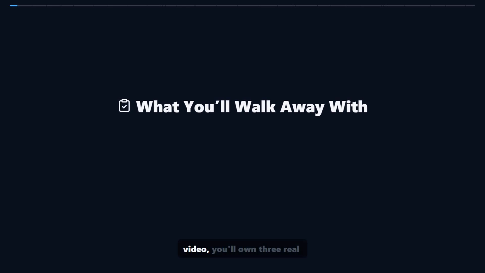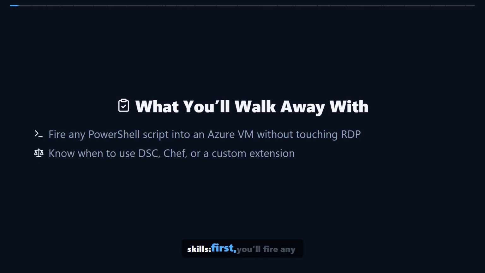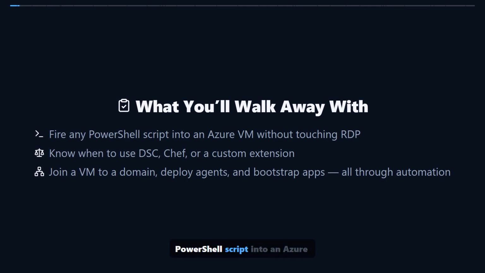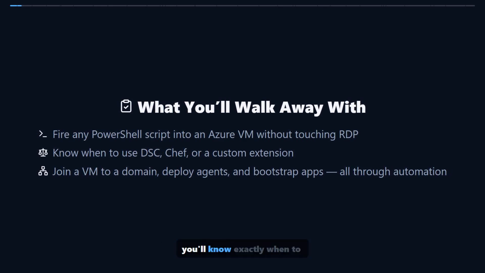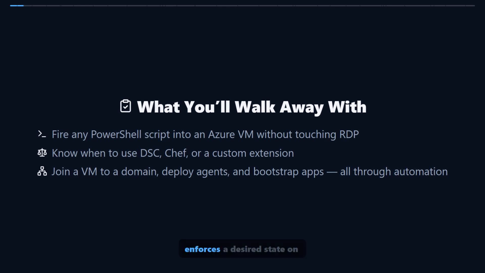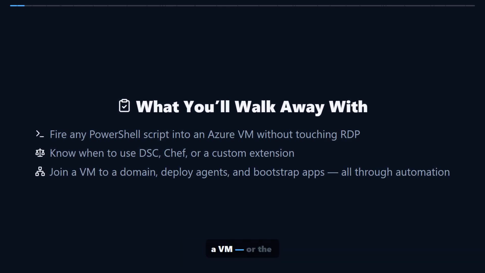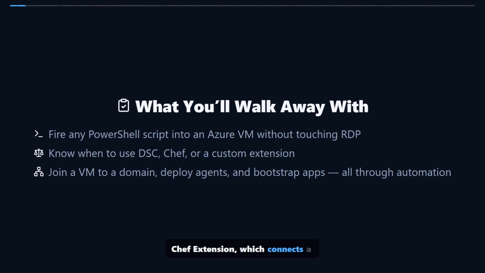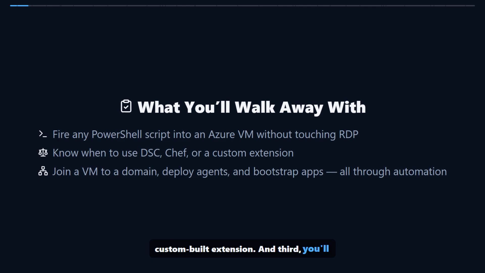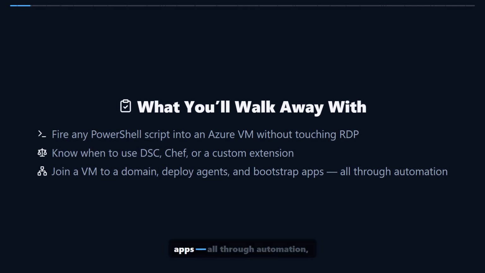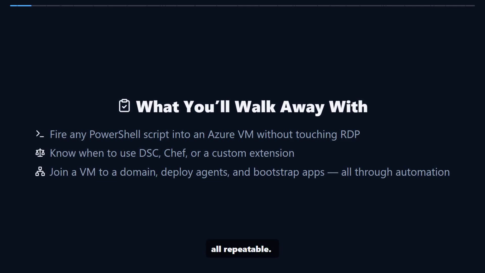By the end of this video, you'll own 3 real skills. First, you'll fire any PowerShell script into an Azure VM without touching RDP. Second, you'll know exactly when to reach for desired state configuration, a declarative engine that enforces a desired state on a VM, or the Chef extension, which connects a VM to a Chef server for cookbook-driven management, or a custom-built extension. And third, you'll join a VM to a domain, deploy agents, and bootstrap apps, all through automation, all repeatable.